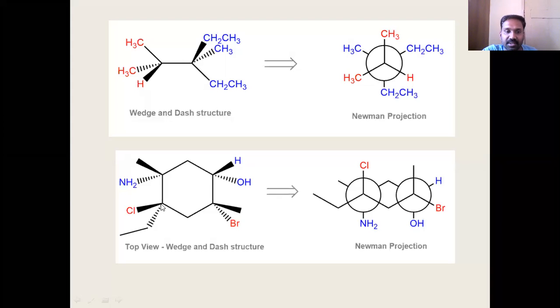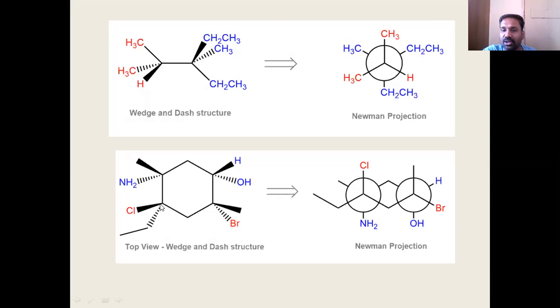Okay, fine. This is my front carbon for this Newman's projection, and this will be my rear carbon. I have written a circle and left some gap. Later we will connect them. Front carbon here and the rear carbon there. The substituents of the front carbon you write. Which are the substituents? Chlorine and ethyl. You have written ethyl here.